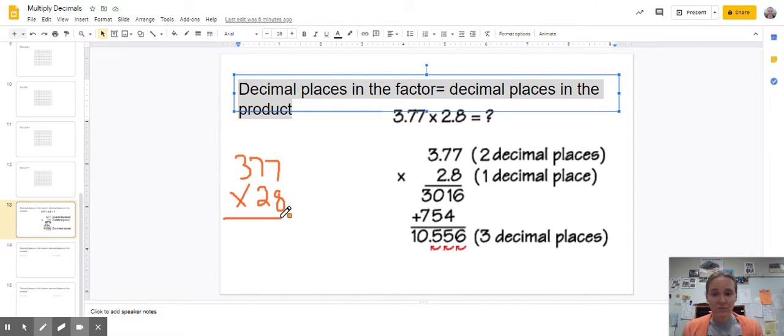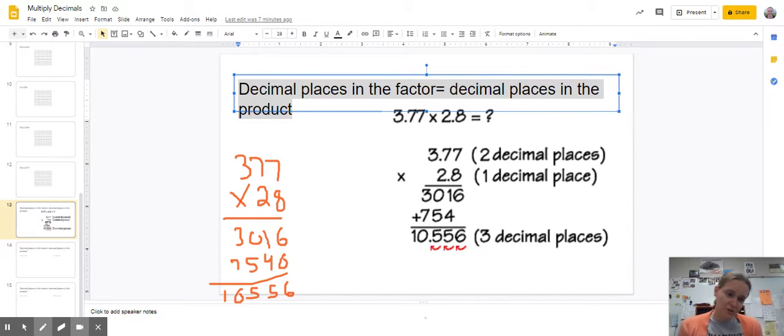Okay? Now, if you multiply times 8, you would get 3,016, okay? And then if you multiply times 20, you would get 7,540. And then your final answer is 10,556. Okay? Easy peasy. That's how we would multiply those two. Now, the only thing we have to worry about next, since we know the answer, is putting in those decimals.